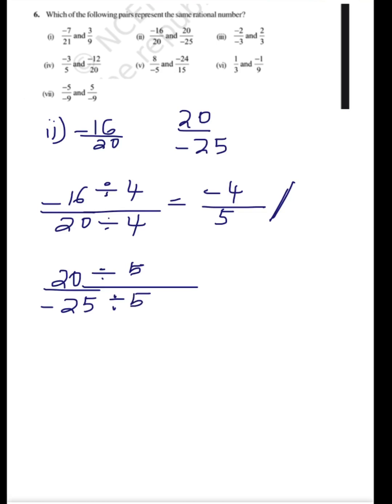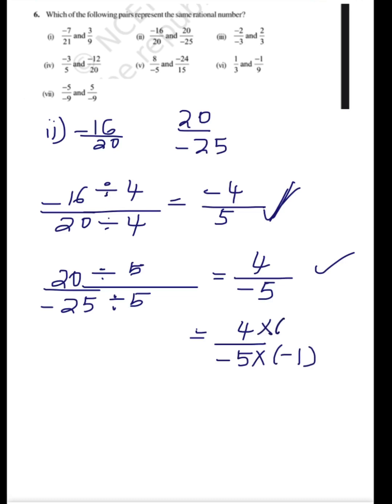Okay. So what is 12 divided by 5? It's 4. Now what is minus 25 divided by 5? It's minus 5. Okay. So in the first case you got minus 4 by 5 and in the second case you got 4 by minus 5. 4 by minus 5 means what? Suppose I am multiplying both with minus 1, then what will you get in the answer?